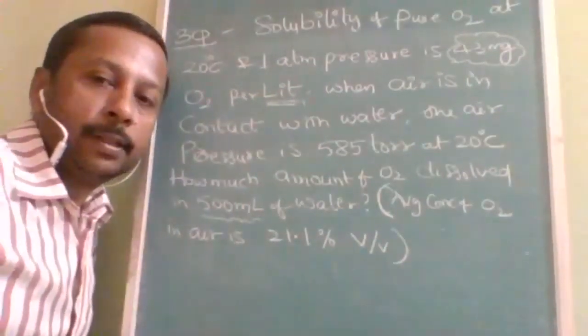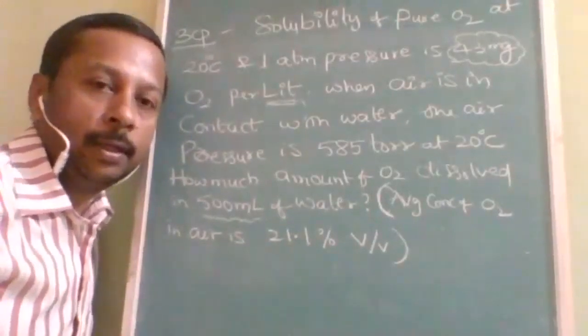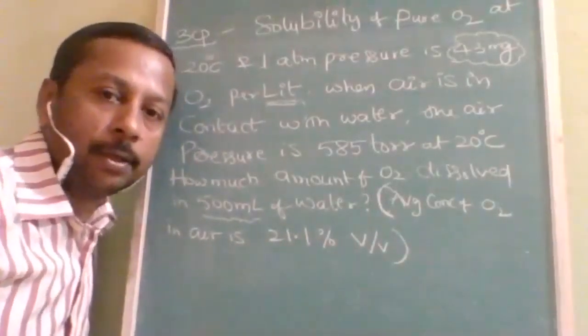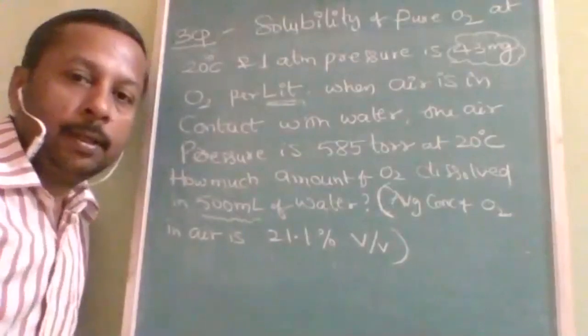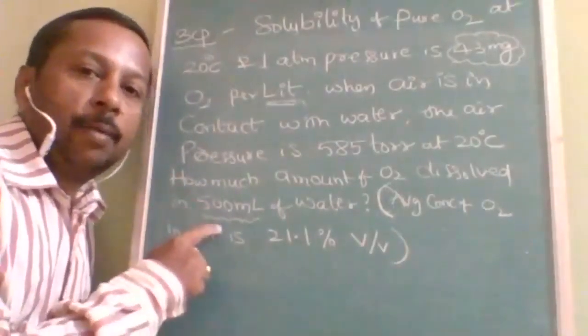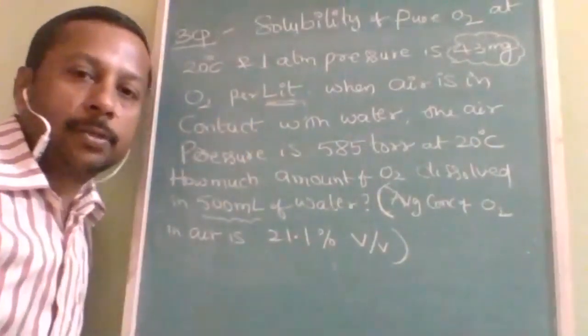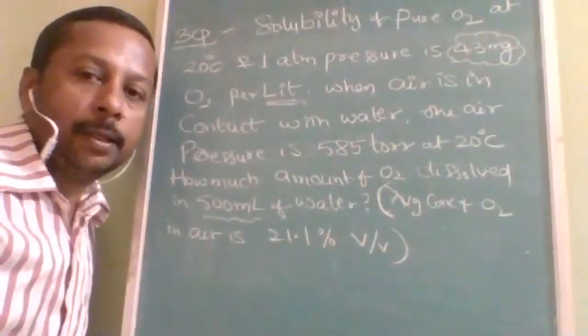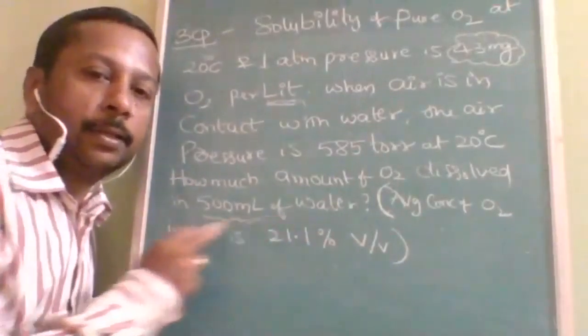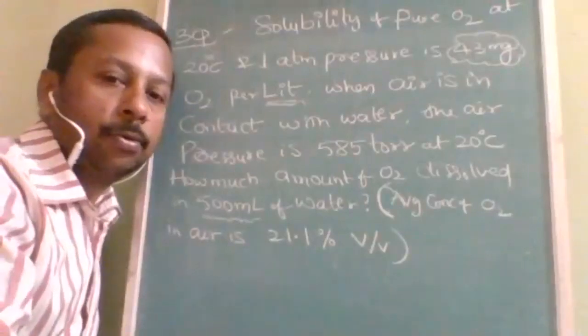First thing is partial pressure is not given. Pressure of the total is given. For that, what you have to use? Dalton's law of partial pressure. And here we want the answer for 500 milliliter, whatever is given per liter. Is it understood, students? Then average concentration of O2 in air is given. So let us see how to solve.